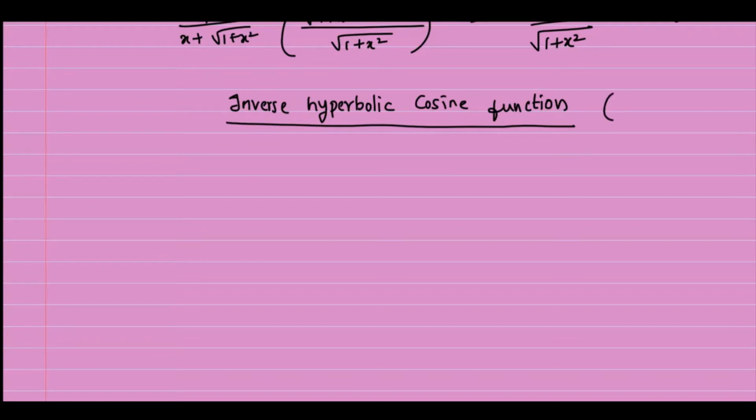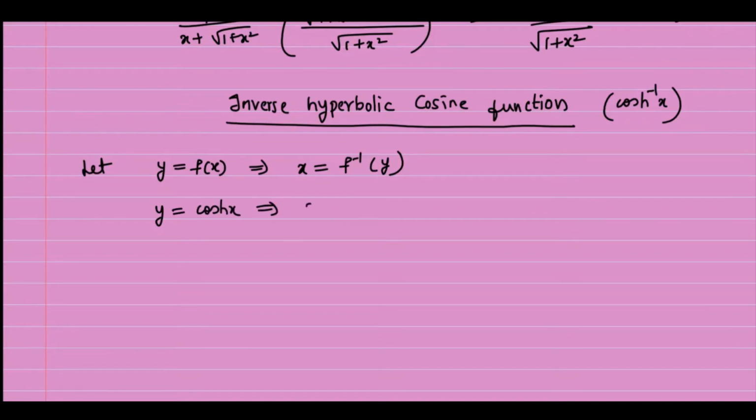Usually it is denoted by cosh inverse of x. So we will derive a formula for that. Usually, let y equal f of x. If we write that, then for the inverse function we have x equal to f inverse of y. In the same way, if you put y equal to cosh x, this implies that x equals cosh inverse of y. So this is the inverse hyperbolic cosine function, which is cosh inverse of y.